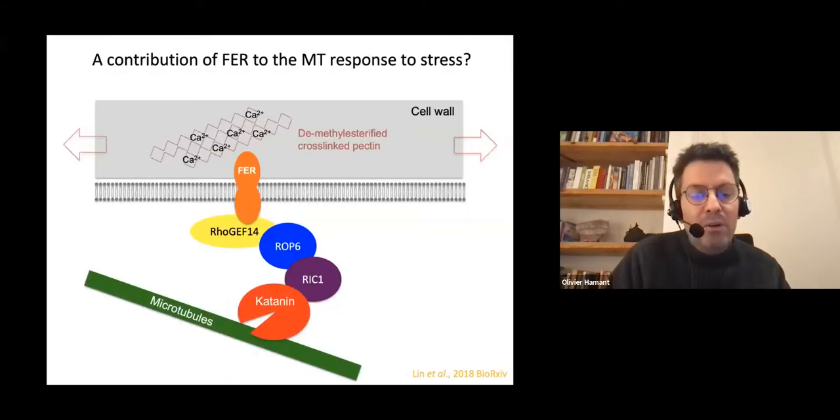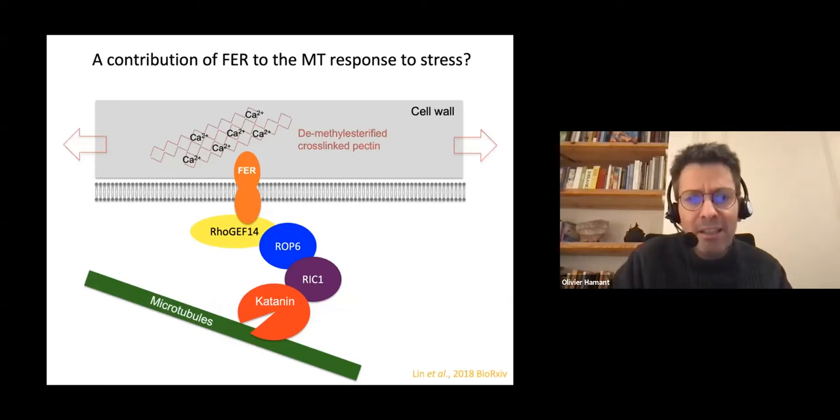Okay, so mechanistically, there is this model that says that FERONIA, which is at the plasma membrane, would bind something in the cell wall, pectin in this case. And downstream of FERONIA, there are all these Rho GTPases and effectors that affect katanin activity. And katanin is a microtubule severing protein that severs microtubules. So you would have a link between the cell wall, and possibly the cell wall stress, through FERONIA all the way to the microtubules. This was published on bioRxiv and it's coming out soon in Current Biology.